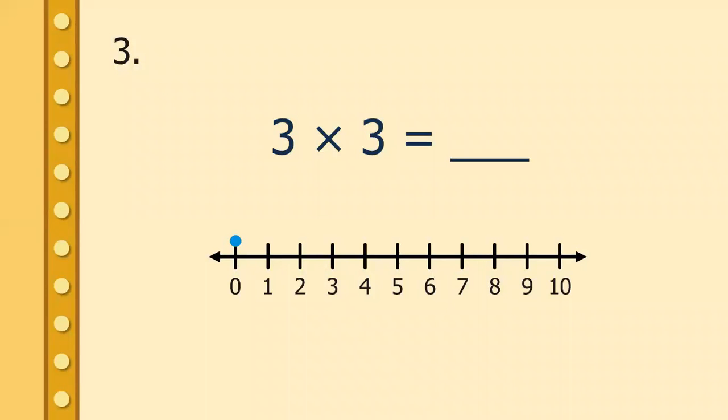All right, we have our number line back. And remember, 3 times 3 is telling us that we need to have 3 in our set, and we need to have 3 sets of 3. So that's 3, 6, 9. 3 times 3 is 9.